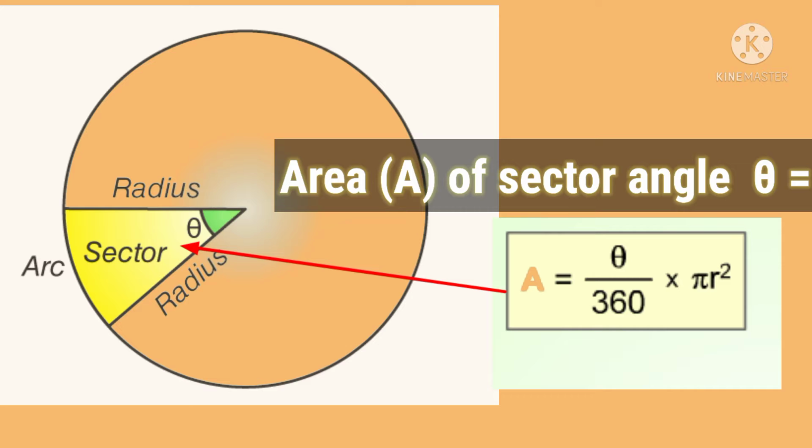We know that in a circle, the whole center angle is 360 degree. So here for finding the area of sector, we are taking theta angle out of 360 degree. That's why we are writing theta by 360 of pi r square. That means the total area inside a circle is pi r square. Therefore, out of pi r square, we are taking theta by 360 part of it. So this is called area of sector.